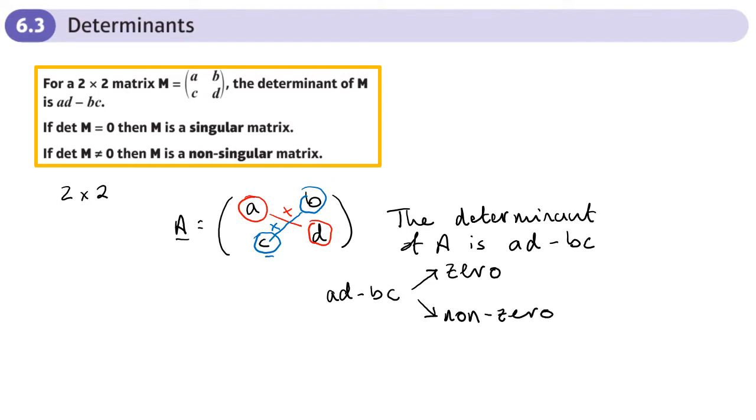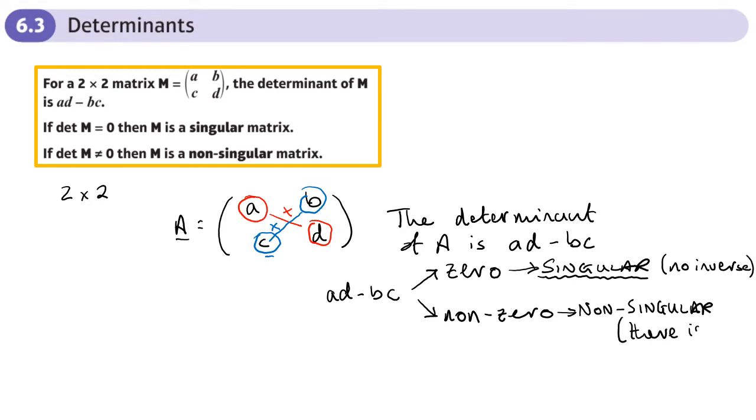If it's 0, the matrix is known as singular. We'll find out later that this means there is no inverse. Singular basically means you can't find the inverse of the matrix; no inverse exists. If it's non-zero, it's non-singular. You could think of it as not single: it's got a partner, and its partner is the inverse. So in this case, there is an inverse.